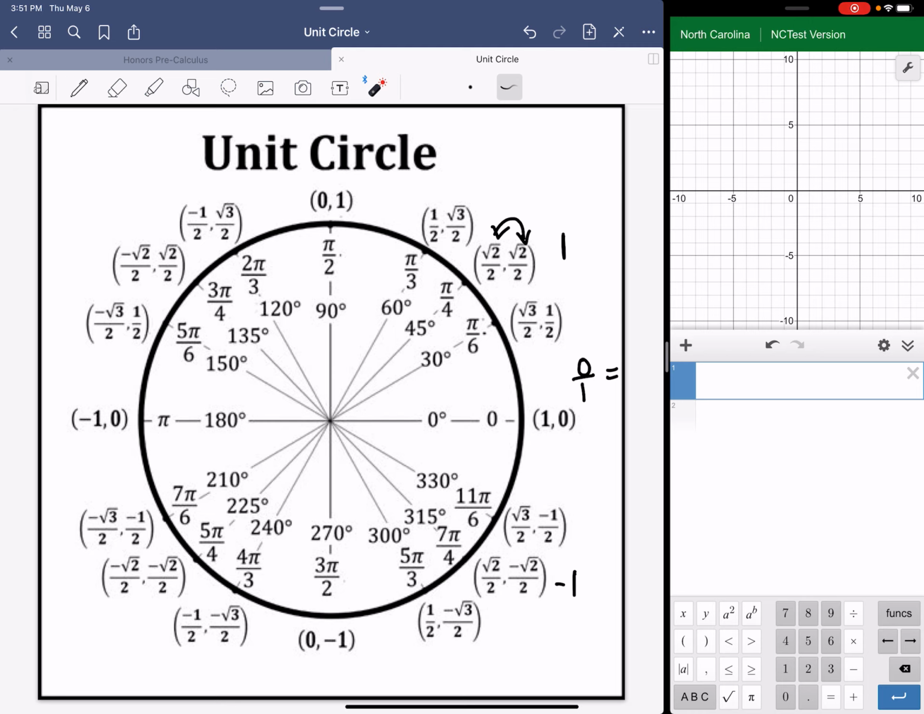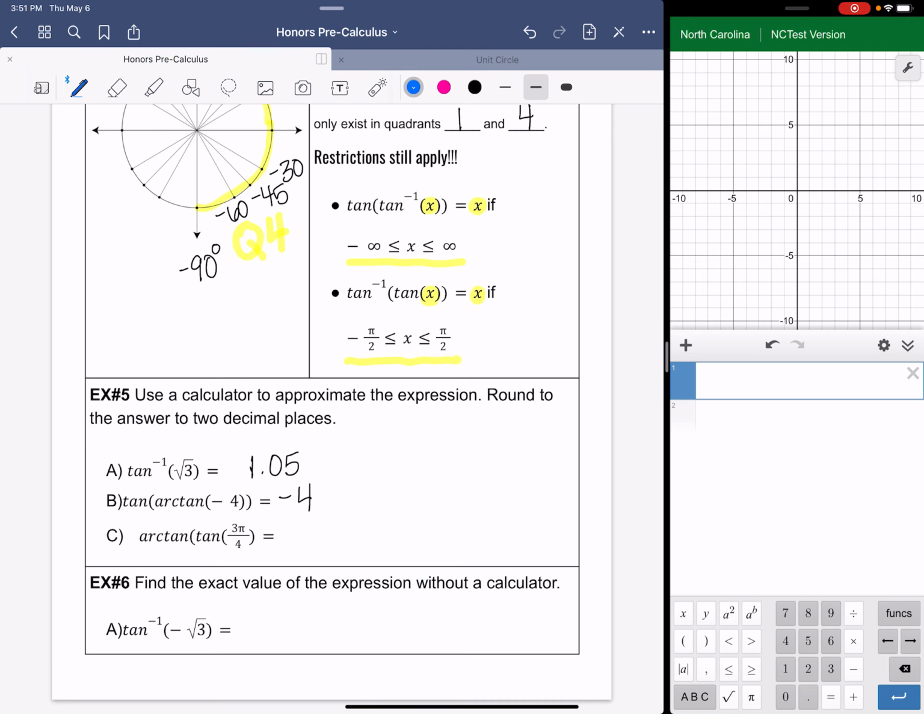Once I have a negative 1, 3 pi over 4 will produce negative 1 for tangent because I divide them. Negative 1 applies to the same value in quadrant 4, which is negative 45 degrees, which is 7 pi over 4 for that one. So if I plug this in, I'm going to do the tangent inverse of tangent of 3 pi over 4. That's going to give me negative 0.785.